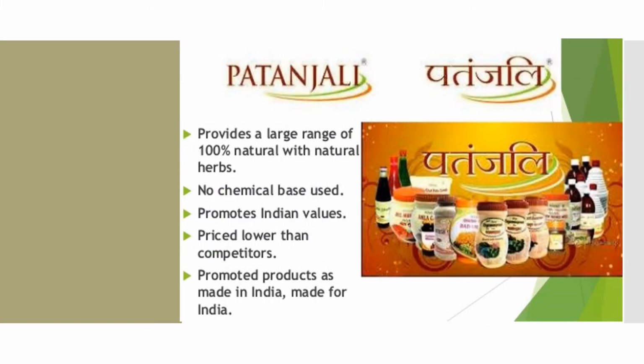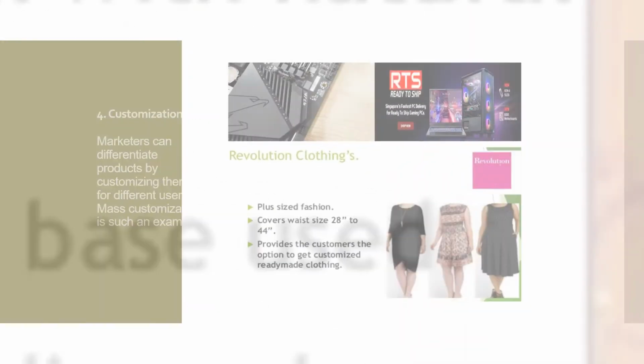Okay, another is Patanjali. We can differentiate it by its features. The differentiation is that it provides a large range of 100% natural products with natural herbs, no chemical base used, and promotes Indian values. Its price is lower than competitors, and the products are promoted as made in India and made for India.